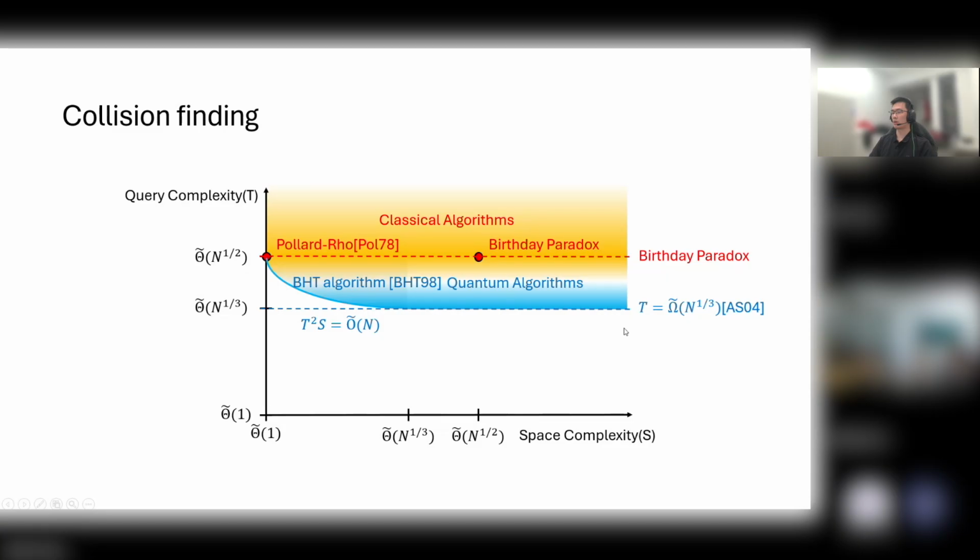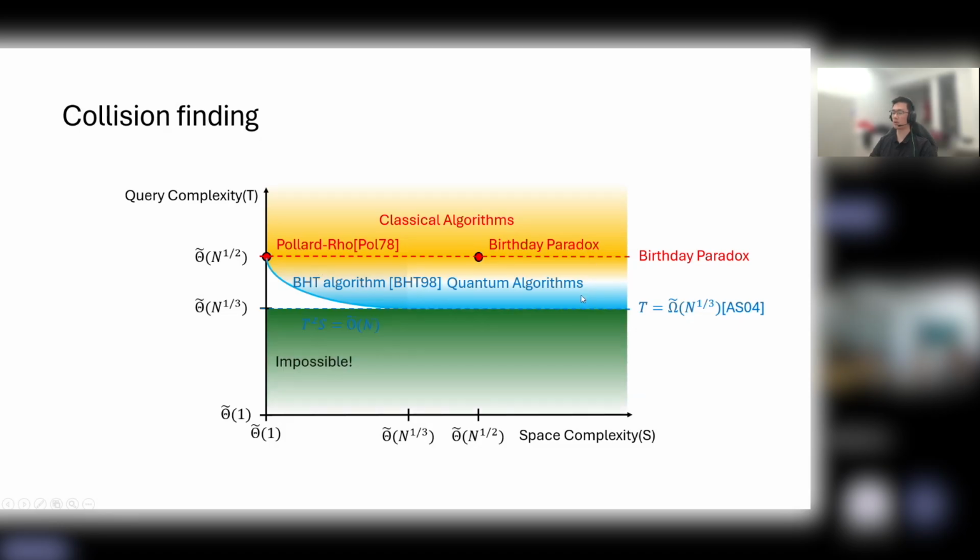So the conjecture is whether this is the real bound for all quantum algorithms. By the way, below this it's always impossible because we have this lower bound. So the open question is this part. Do we actually know that there's an algorithm in this part, or can we show that all algorithms must lie above this curve? Okay, so this is the landscape of this collision finding problem.